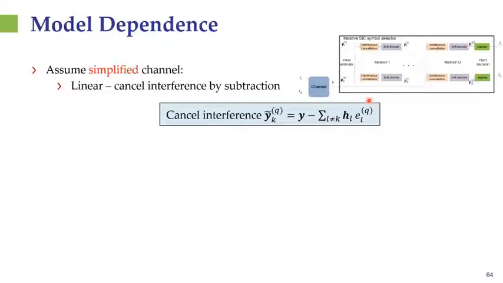The soft iterative interference cancellation detector depicted here is highly model dependent. Its model dependence is reflected in several parts of the algorithm. First, it assumes a simplified channel model in which the interference can be cancelled by subtraction. Namely, the channel has to be linear, in which the effect of the interference is additive.